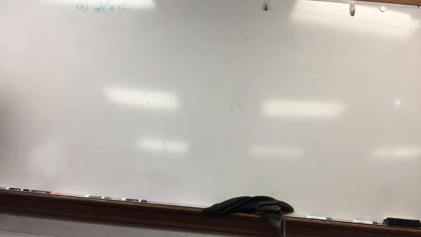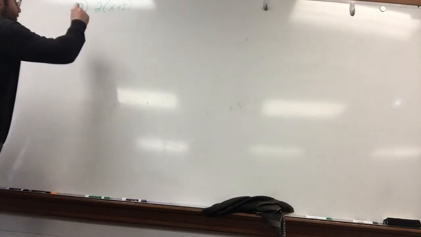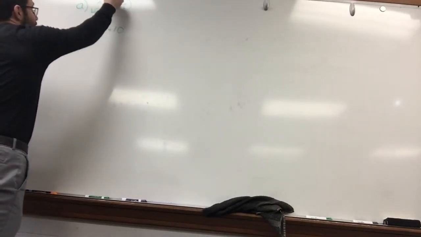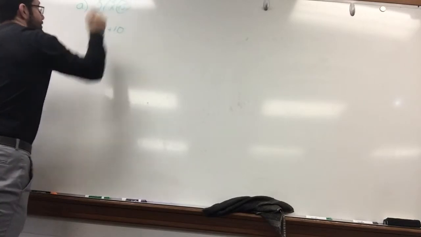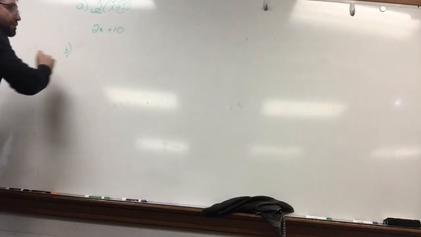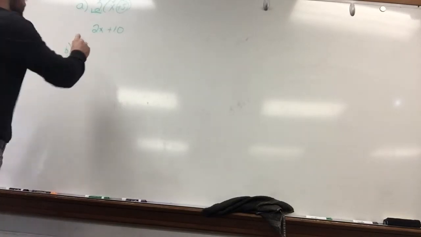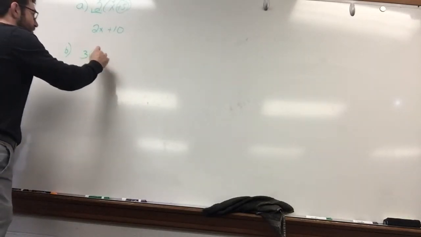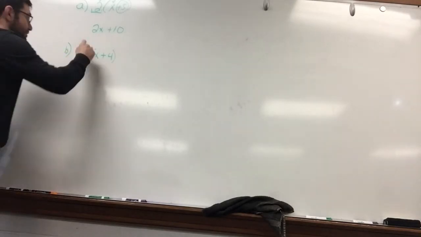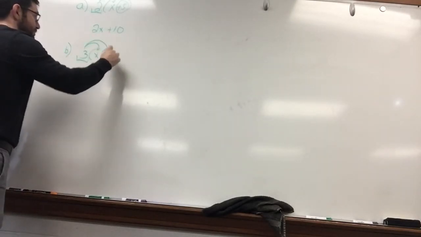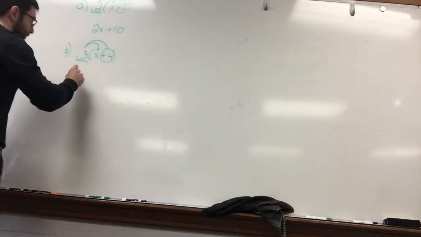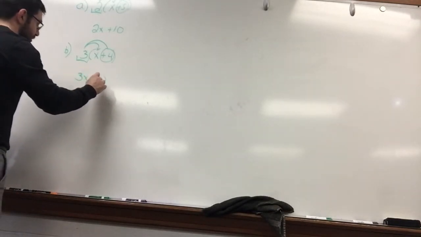Jordan, what did you get as a simplified version? 2x plus 10. You took your coefficient and you multiplied it to the terms on the interior of the parenthesis. Easy. B, we've got 3 multiplied by the quantity of x plus 4. We take our coefficient, we multiply it to the expression on the inside. Bradley, what'd you end up with? 3x plus 12.